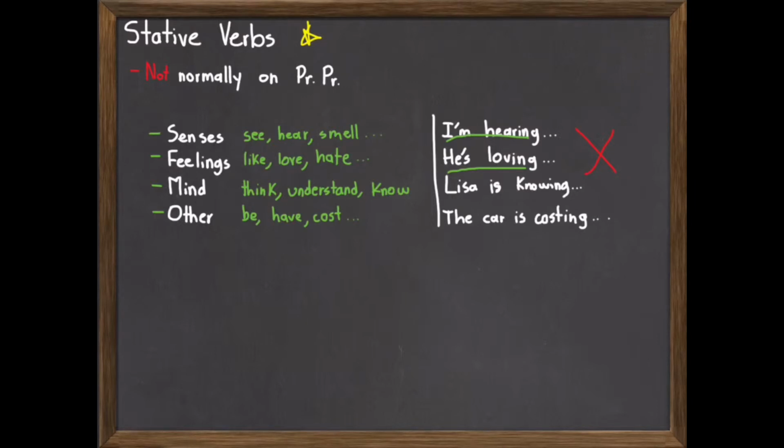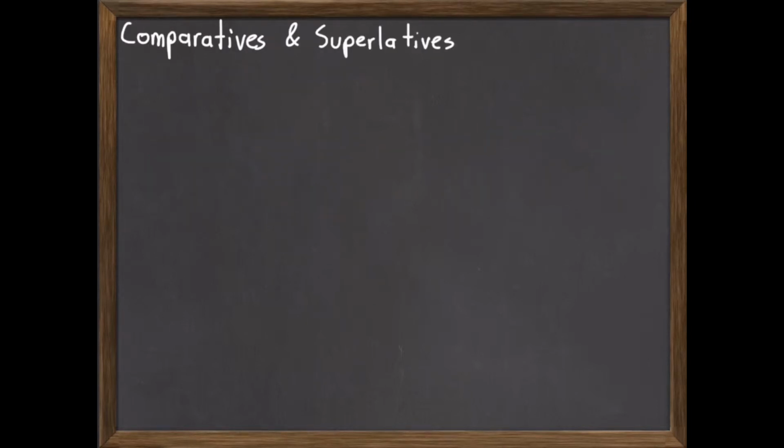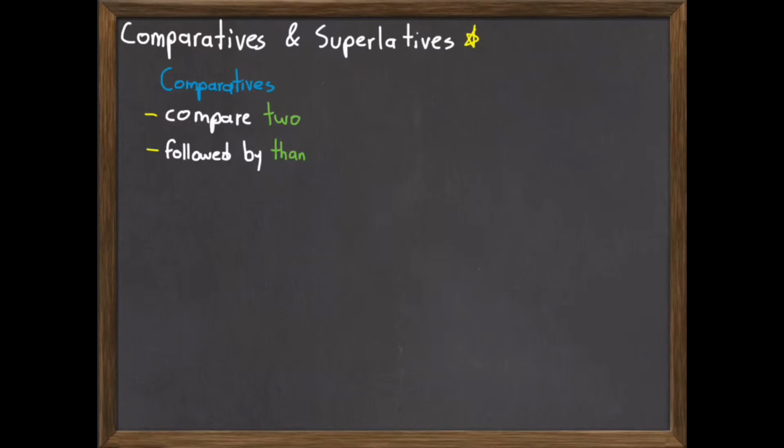Now let's go to the next part of the topic, comparatives and superlatives. When do we use each of these? Well, we use a comparative to compare two people, two animals, or two things. These adjectives are normally followed by than. They can be adjectives or adverbs.